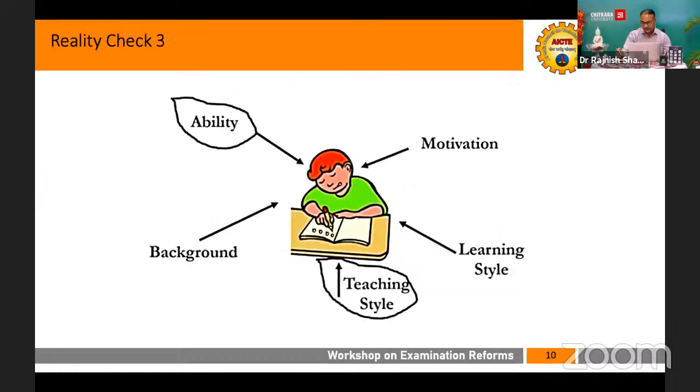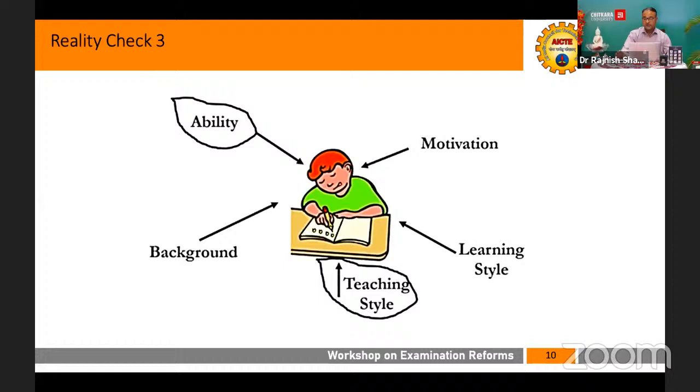Reality check number 3 says, this picture represents basically, let me tell you, all students come, if you are teaching a class of say 60 odd students, I'm sure we'll appreciate that all 60 come from different kinds of backgrounds. Their motivation level to attend your classes is different. Their learning habits are different. Their learning styles are different. The atmosphere at their respective homes is different. So all learners are very, very different.